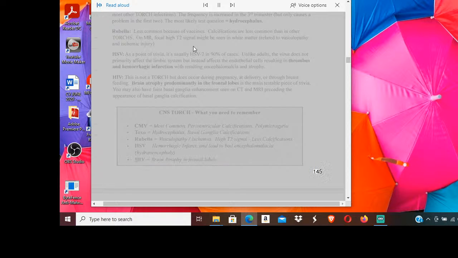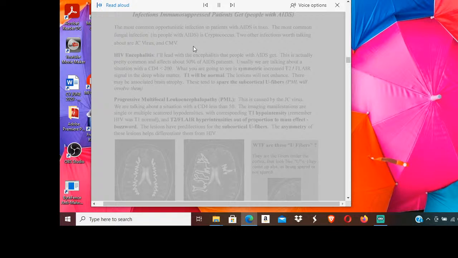145. Infections in immunosuppressed patients, people with AIDS. The most common opportunistic infection in patients with AIDS is toxo. The most common fungal infection in people with AIDS is cryptococcus. Two other infections worth talking about are JC virus and CMV.